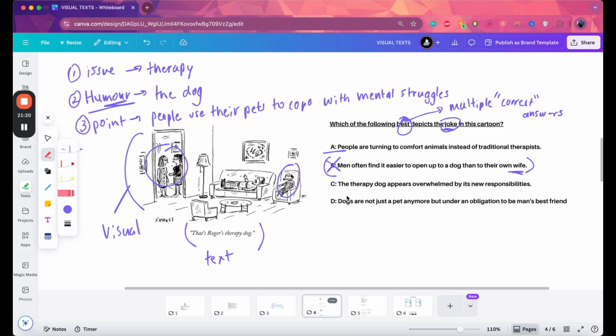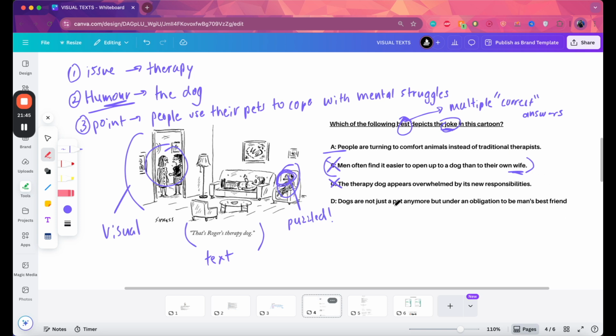Looking at C, the therapy dog appears overwhelmed by its responsibilities. Now, the dog doesn't really look overwhelmed. He looks puzzled, if anything, but not overwhelmed. So I would eliminate option C. For D, dogs are not just a pet anymore, but under an obligation to be man's best friend.